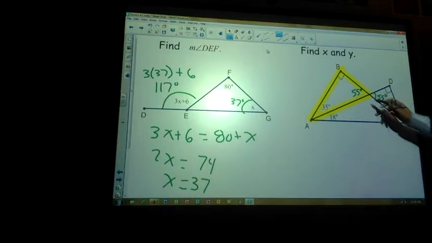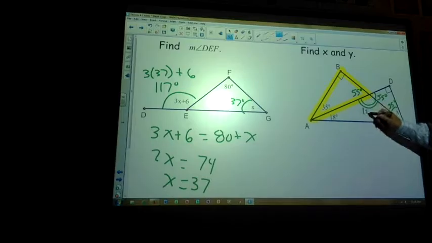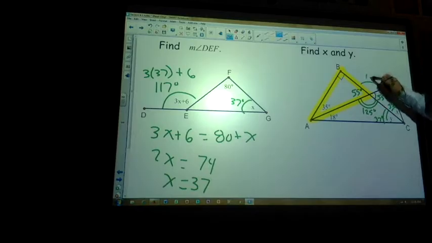Then how big is this angle and why? 125. Why is it 125? 180 minus, this is supplementary. This plus this has to be 180. So 125 plus 18 is how much? 143. And 180 minus 143 is 37 degrees. Other things we know: this has to be 125 degrees because of vertical angles. That's about all the angles you can find.